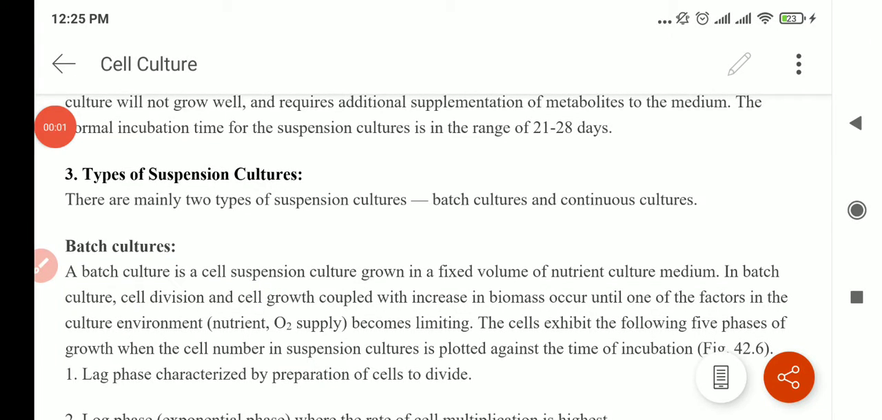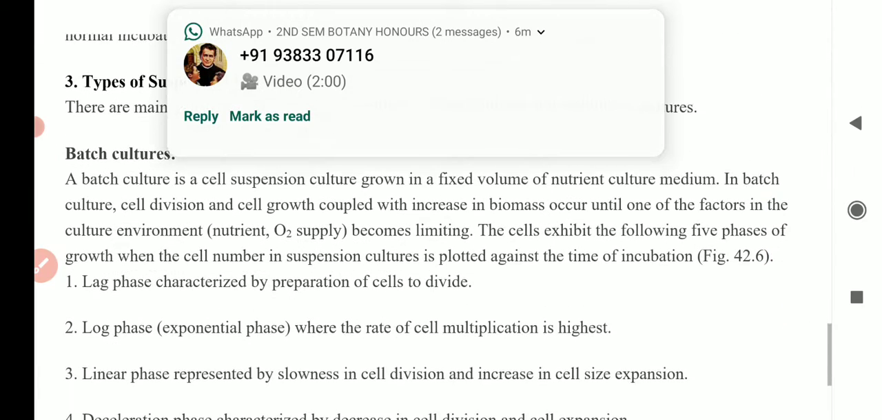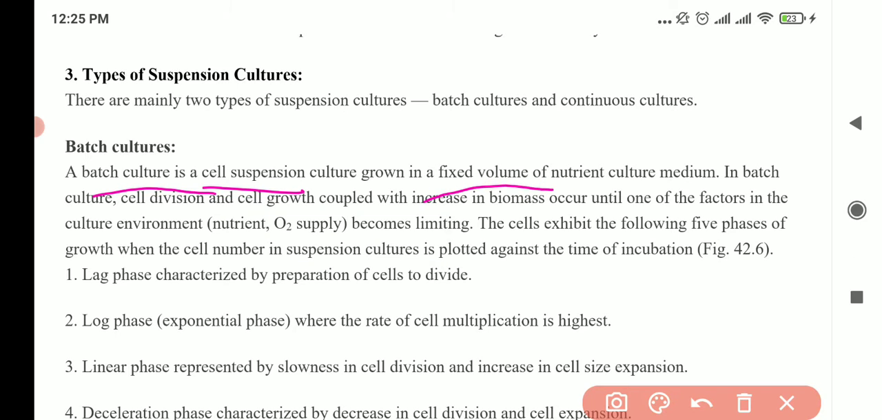Okay, looking at the first one, the batch culture. A batch culture is a cell suspension, where you suspend the cells, meaning they are floating, in a fixed volume of nutrient culture medium. Cell division and cell growth with increase in biomass occur until one of the factors becomes limiting. So, as I said, until one of the nutrients gets finished, gets depleted.